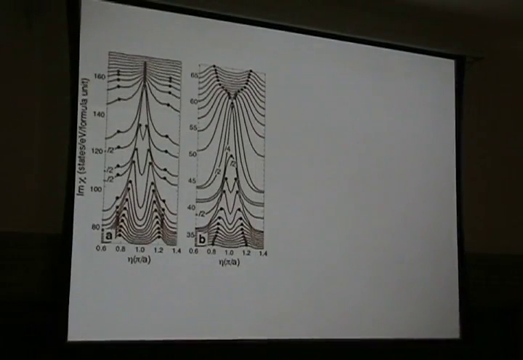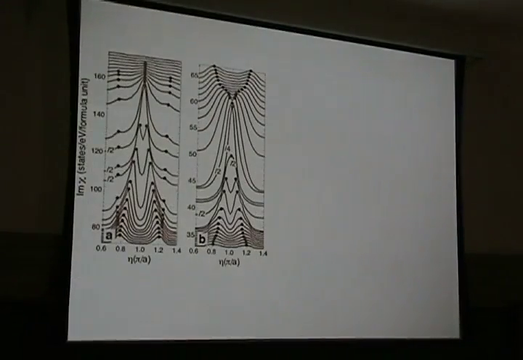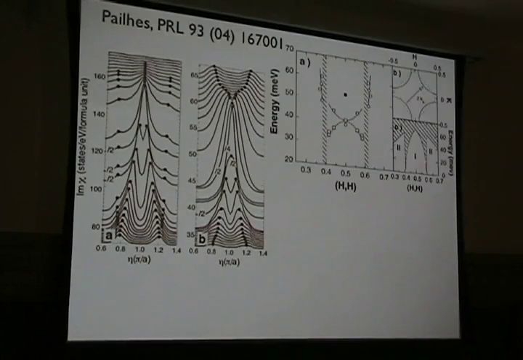Alright, so now let me show you, you cannot see much from here, you only see the resonance, but it's hard to see the momentum dependence of the resonance. So what you have to do is take a cut at constant energy as a function of momentum, like an MDC for neutrons, and you get this thing, which is what the neutrons also measure. Here it is. This is again BSCCO from Pius, the same data. And you can see there's a great similarity.